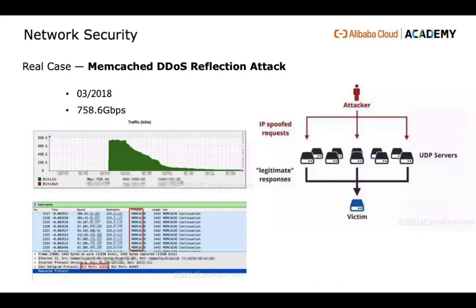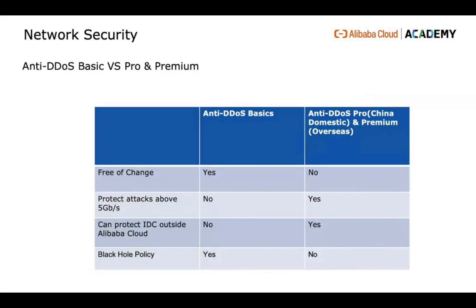In this case, AlibabaCloud's Anti-DDoS service detected the attack at a very early stage and successfully mitigated it, as the customer wanted, as early as possible.